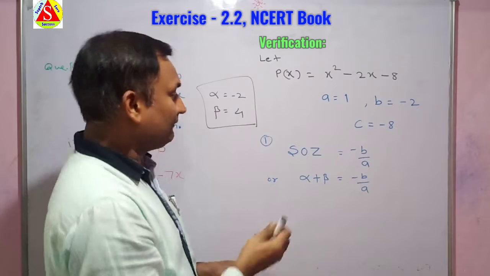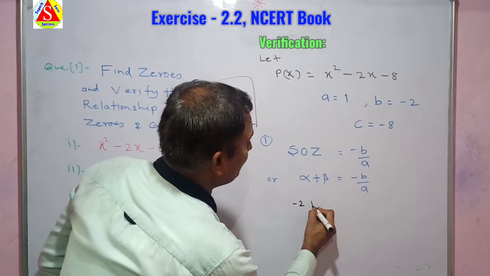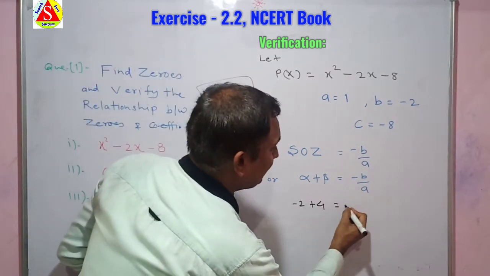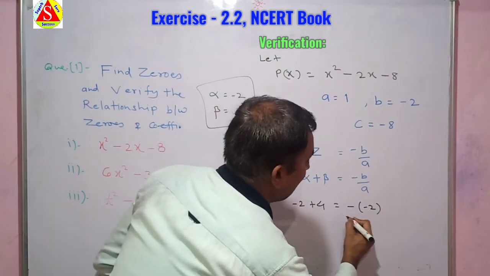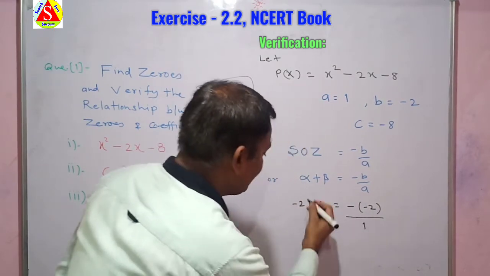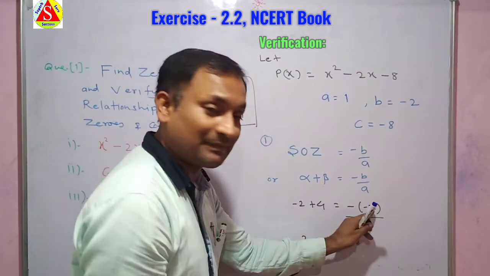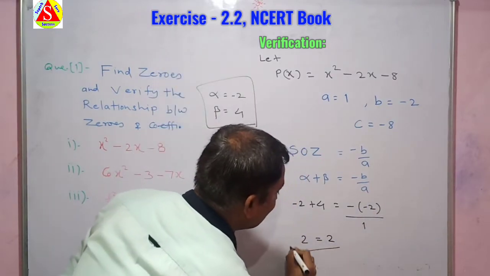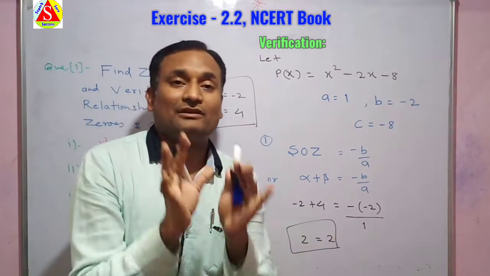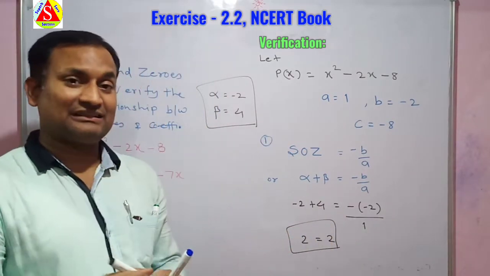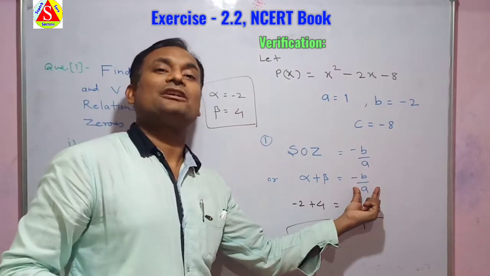So dear students, let's put the value. As already we have calculated, alpha is equal to minus 2 plus beta is equal to 4. Similarly here we have the value of b, it is minus 2 and the value of a is 1. So dear students, here minus 2 plus 4 we will have plus 2. Similarly minus into minus we will have plus 2. So you can see that 2 is equal to 2. It means the first relation is verified, that is the sum of zeros. So we have verified the relationship between the zeros and the coefficient.